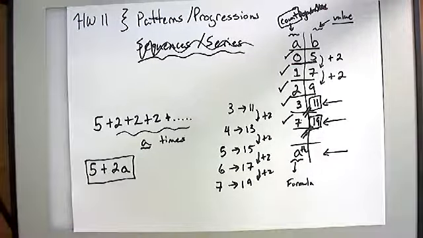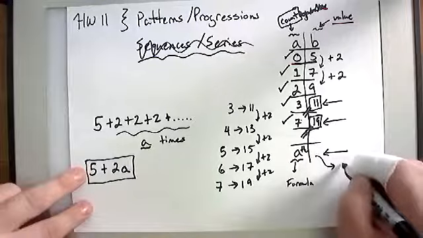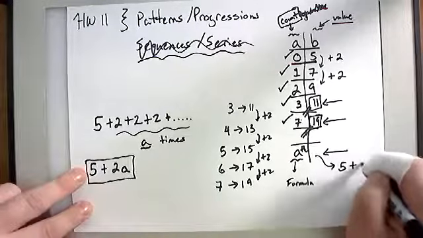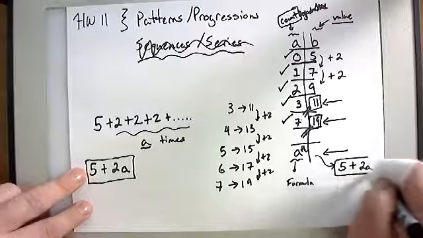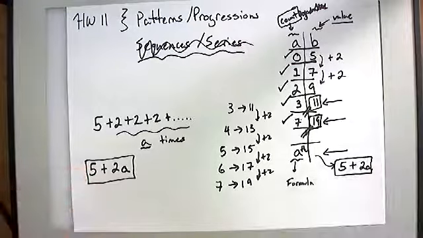So the formula for this table, which is what would go here, is 5 plus 2A. Okay? Think about that for a second. We'll say more about this in a minute. I just wanted to get one example out so you can see what I mean about patterns and progressions. Again, this is technically an arithmetic series or sequence.